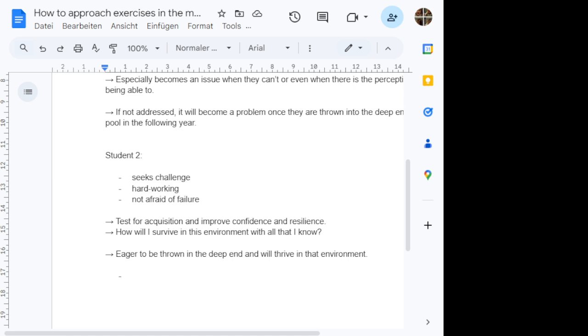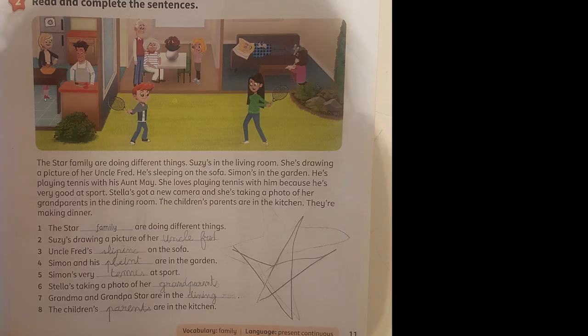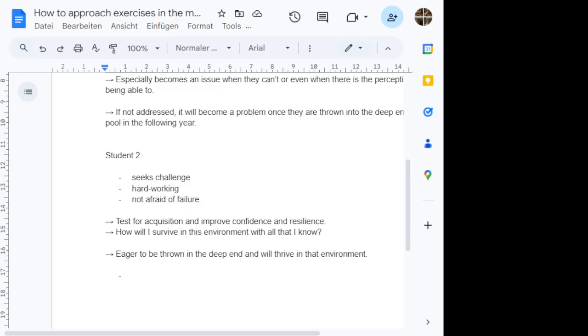He knows the text exists. He doesn't want to use the text here. He wants to check, will I survive with my skills, with the text that is given here, the sentences 1 to 8, and the picture? Is that enough for me to survive? So he's kind of, in a way, making this exercise more difficult for himself.